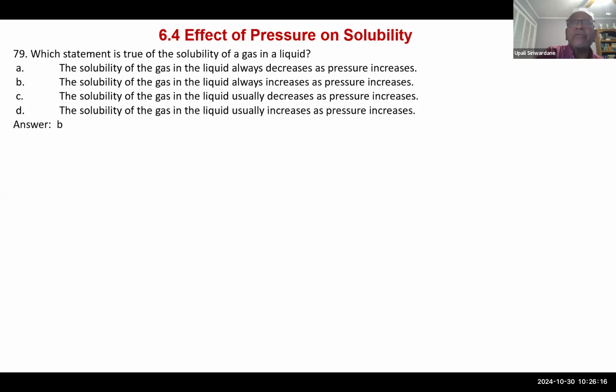Solubility of a gas in a liquid always decreases? That's not true. A is not correct. B is the correct answer. Solubility of a gas in a liquid always increases as the pressure increases.